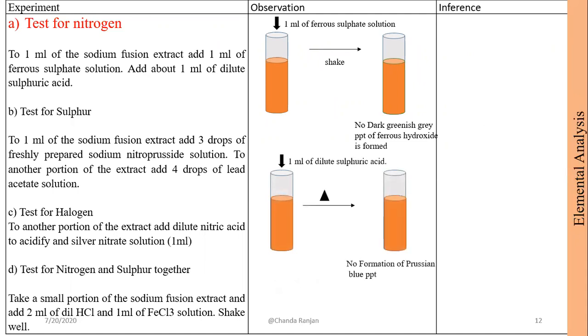So we again add 1 ml of dilute sulfuric acid to the same solution. We heat it. No formation of Prussian blue color. That indicates that nitrogen is absent.